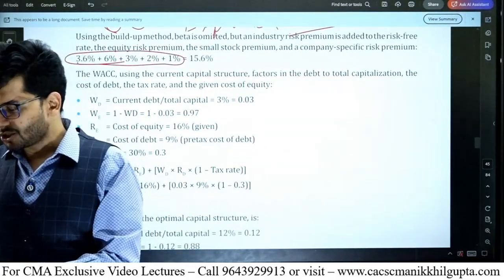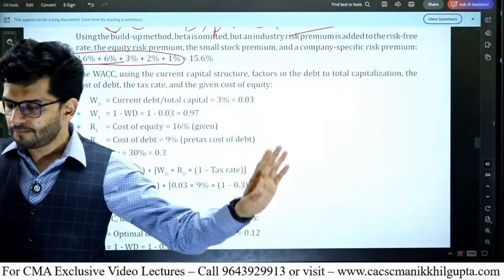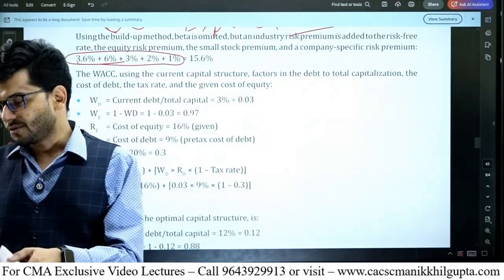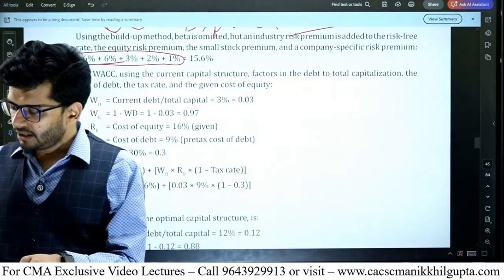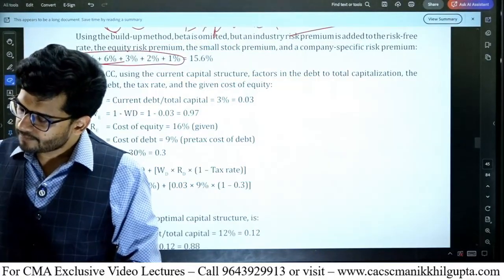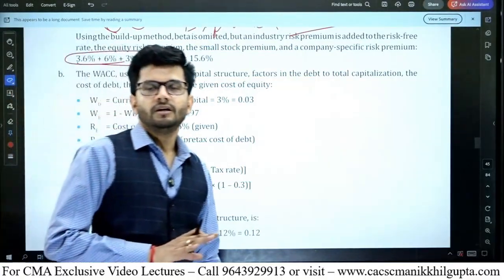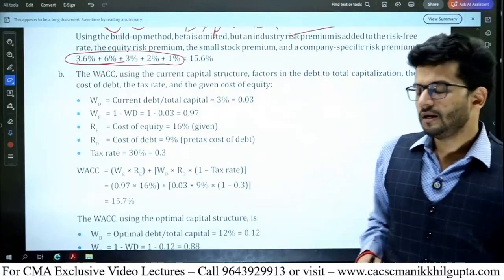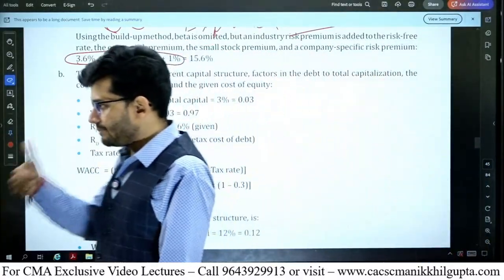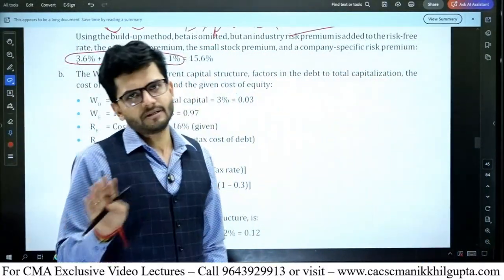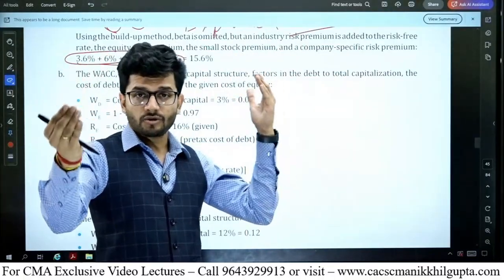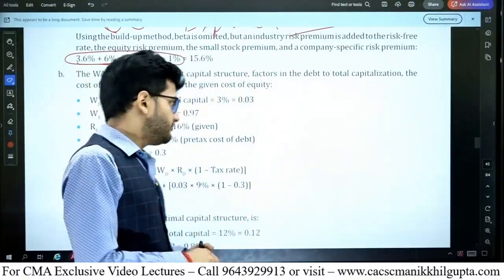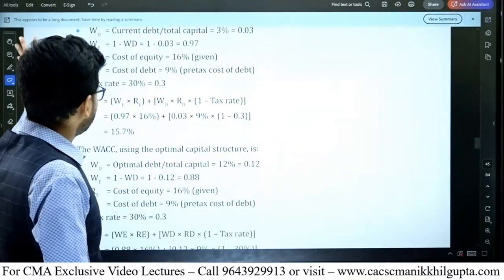Alright, beyond that, the calculation of WACC is absolutely straightforward, and the conclusion is also absolutely straightforward. So nothing new in the rest of the question. You have to calculate WACC using two capital structures. One is the optimal capital structure and one is the current capital structure. Both are different. Debt equity ratio is different. Therefore, the answer will be different. So, WACC is required to be calculated in two ways.